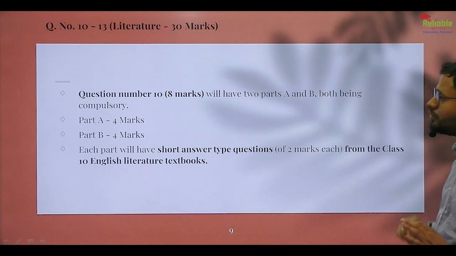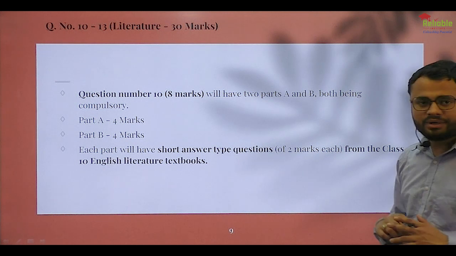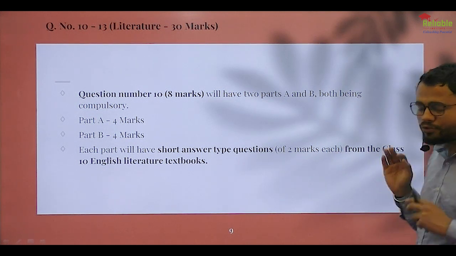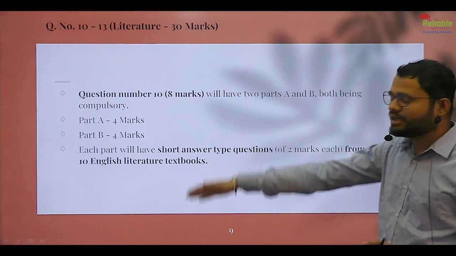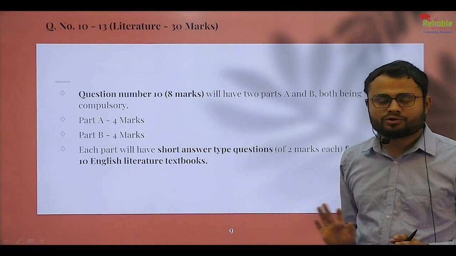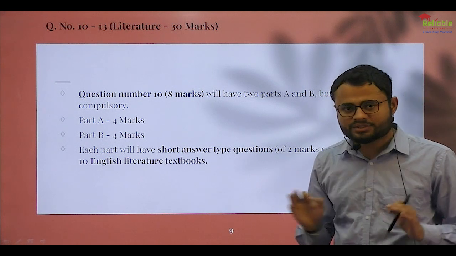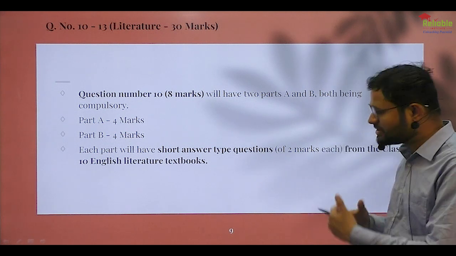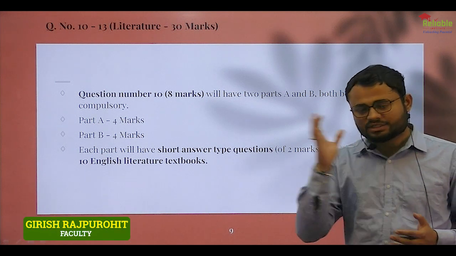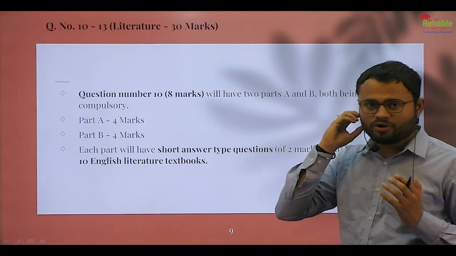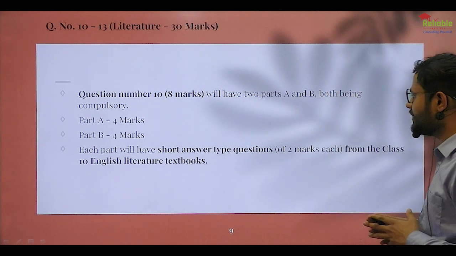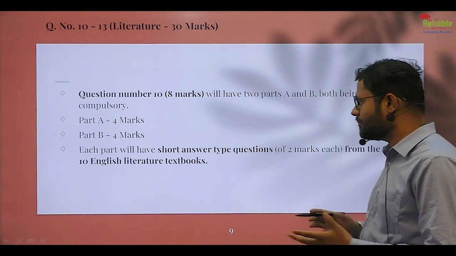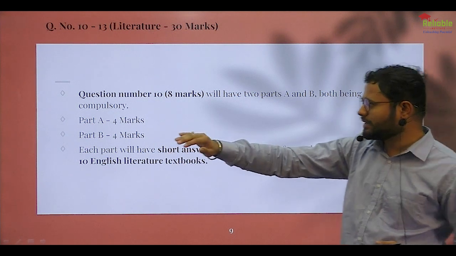Moving on, question number 10 to 13. That is going to be the literature section, and from here all the questions are going to be from your textbooks. We have discussed what the pattern of questions is exactly. Question number 10 is of 8 marks. It will have 2 parts, A and B, both being compulsory. Part A is of 4 marks, part B is of 4 marks.